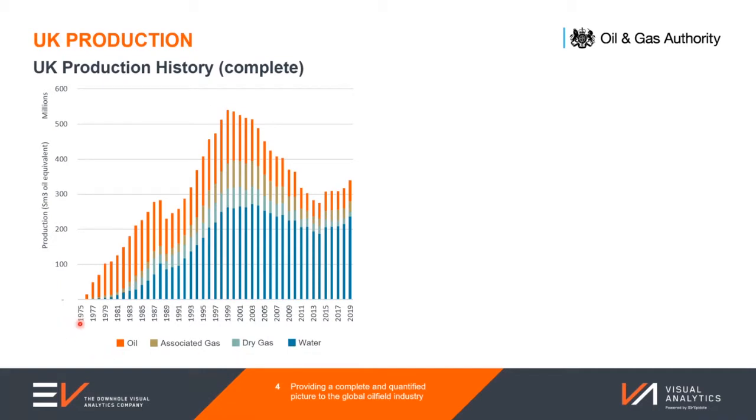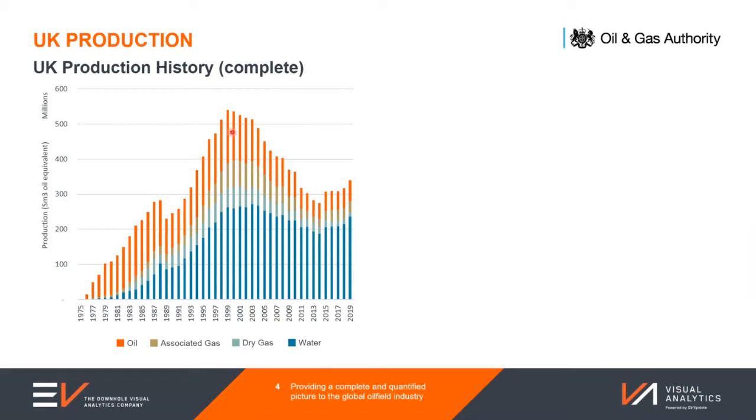Now, as you can see, right back at the early part of the North Sea and UK production history, we had predominantly oil and gas being produced. The hydrocarbon was essentially virgin, and there was very limited amounts of water in the early years. But it didn't take long before that started to accumulate and become a major part of everyday life.